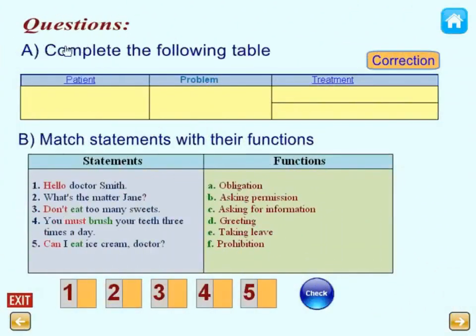In the first question, you are supposed to complete the table with information related to patient, problem, and treatment. As you see here, when you click on the word patient, you find its meaning. So a patient means a sick person. It's the same for the word treatment, which means medical attention given to a sick person.